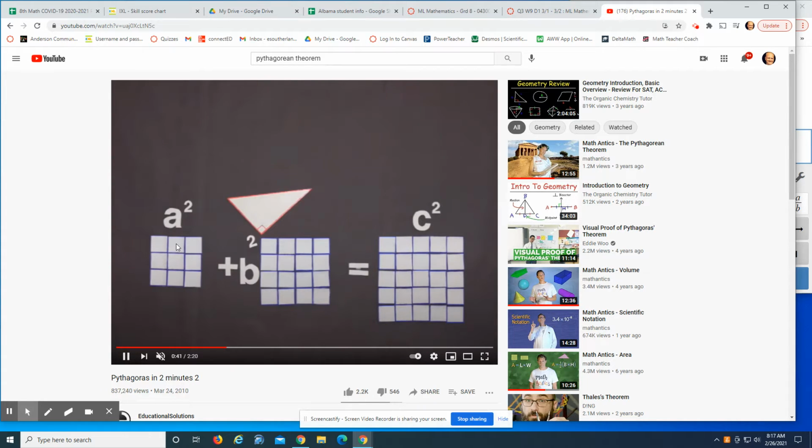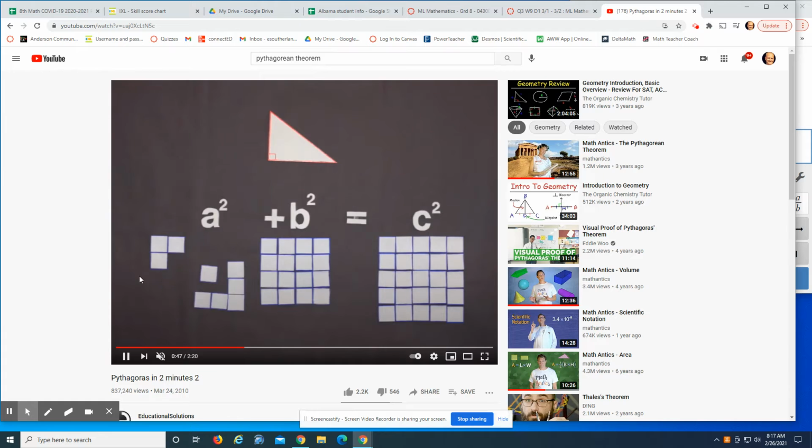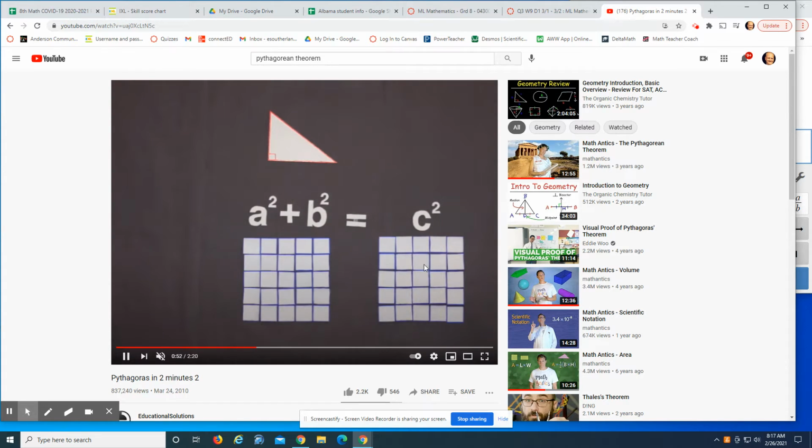If you think about this, this would be a 9 square, and this is going to be a 16 square. And this is 25. So 9 plus 16 will equal 25. They'll be the exact same size. So how does that look for your math problems?